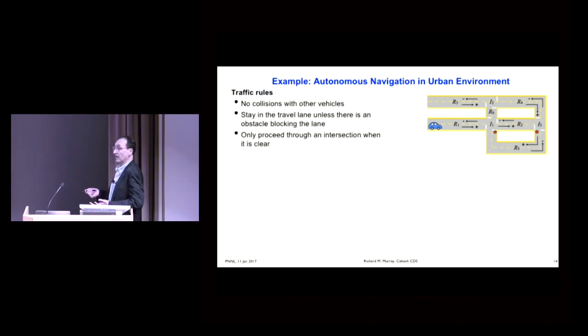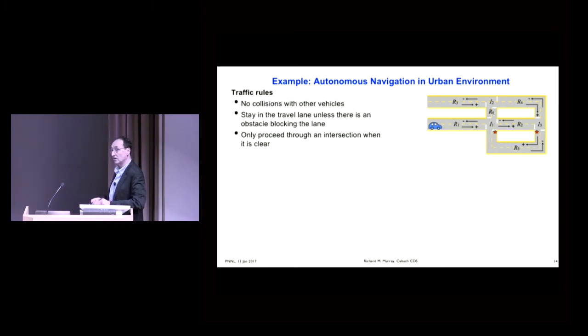And you have to satisfy the rules of the road. You have to stay in your lane. You have to stop at stop signs. You have to give the right of way, all of that stuff. So there are a bunch of rules that are the normal traffic rules. You can't collide with other vehicles. Stay in your lane. Only proceed through intersections when they're clear, things like that. So just, California or Washington State Driver's Handbook, sort of write all that down in temporal logic.